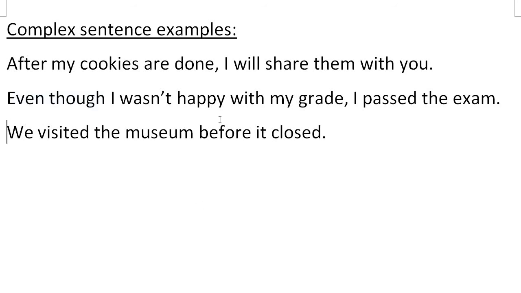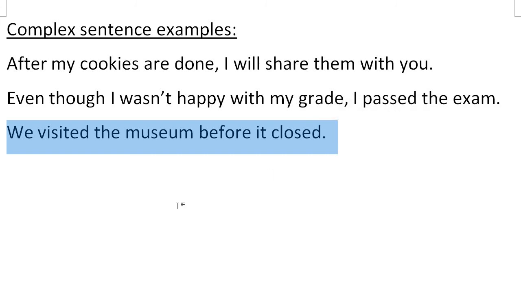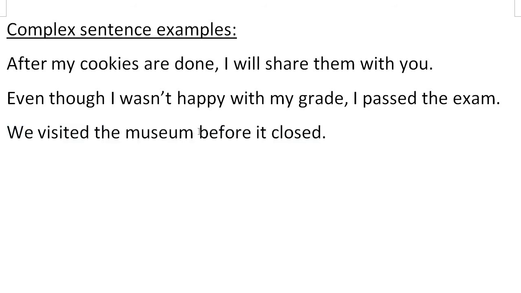Let's do the last one. "We visited the museum before it closed." Let's see. And your connecting word there is "before." Okay, so let's highlight our conjunctions there. Let's highlight them in blue. Okay, because that'll help you.